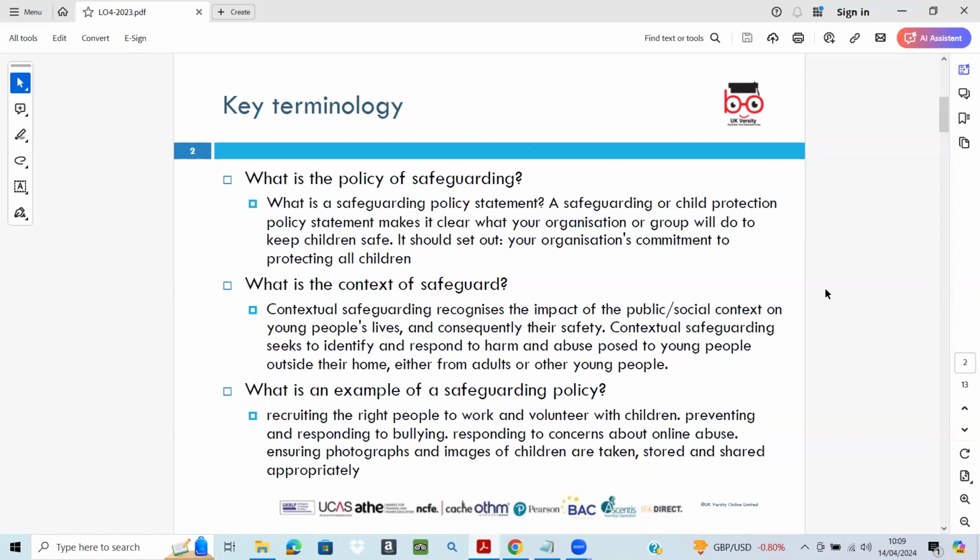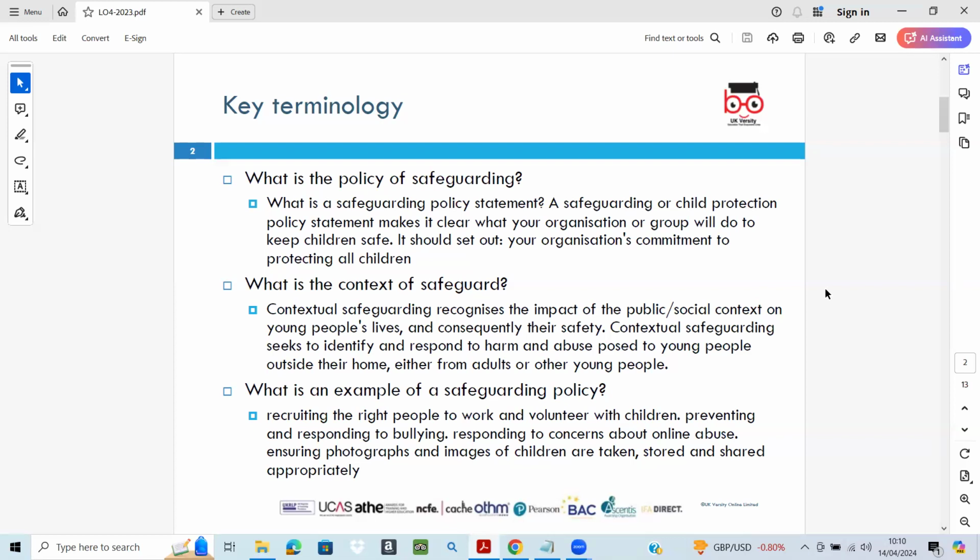For example, if we have a safeguarding policy statement, what things could be added in it? What policies, what procedures could be added? Just for example, it would include the organization's objectives for safeguarding, the responsibilities of staff, and the procedures to follow when abuse is suspected.